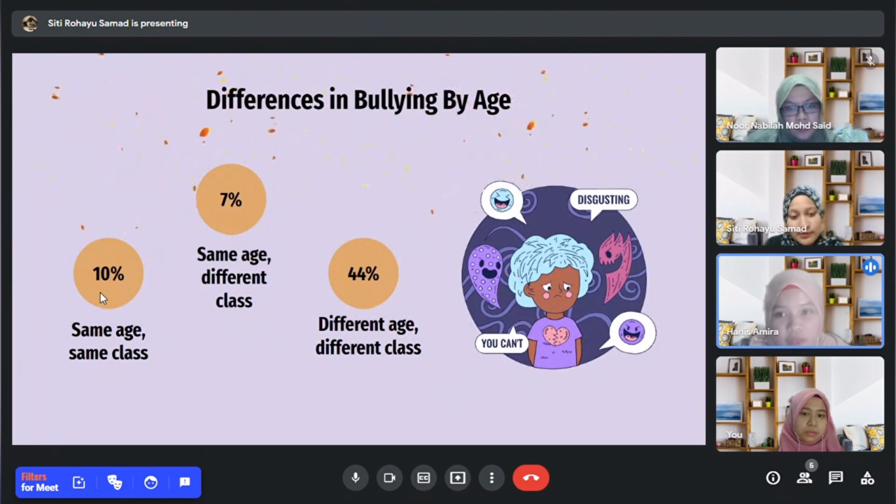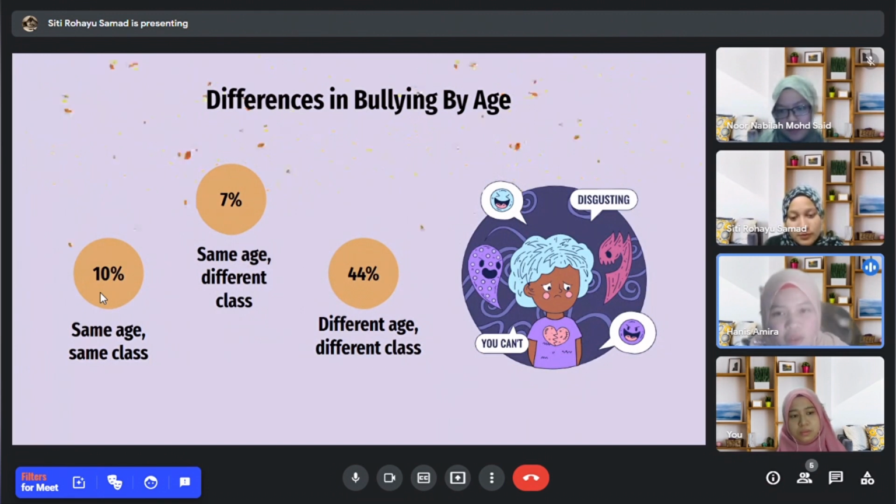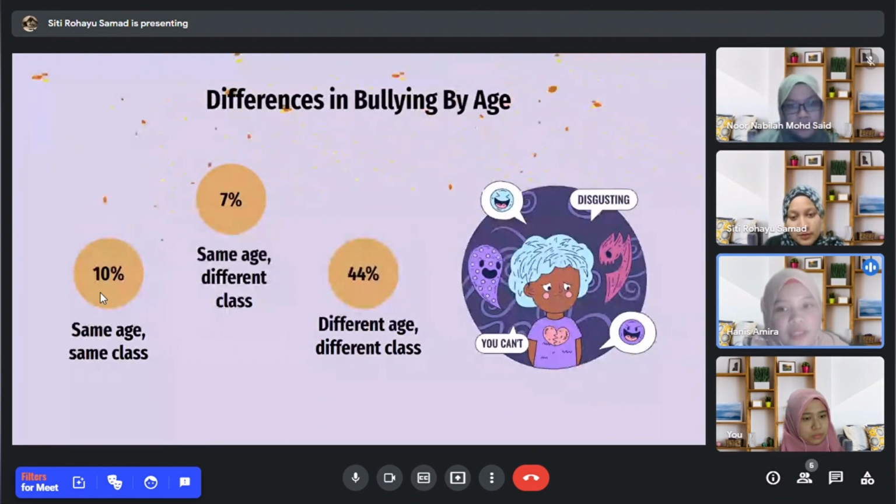The first one we can see is that 10% of students who bully other students are from the same age and the same class, and then 7% are from the same age but a different class. It can clearly be seen that the highest percentage of the frequency of bullying by age is students from different age and also different class. So the senior students bully new students and lower secondary students.